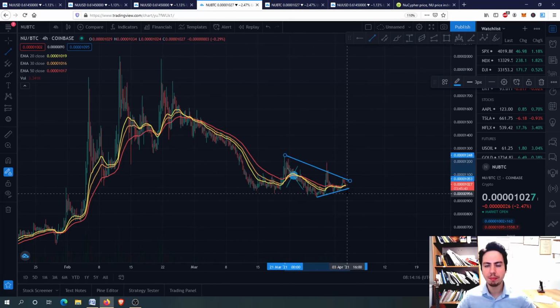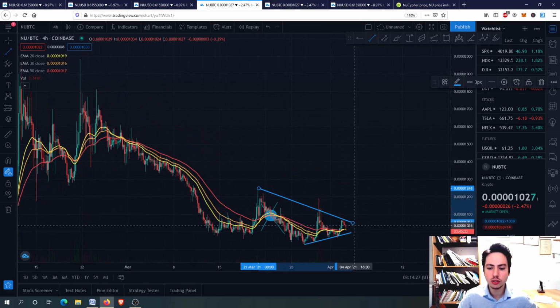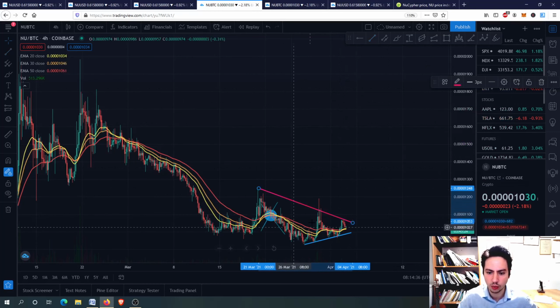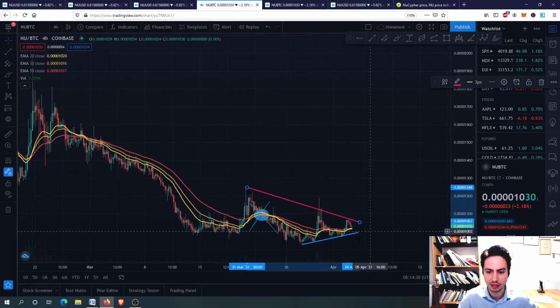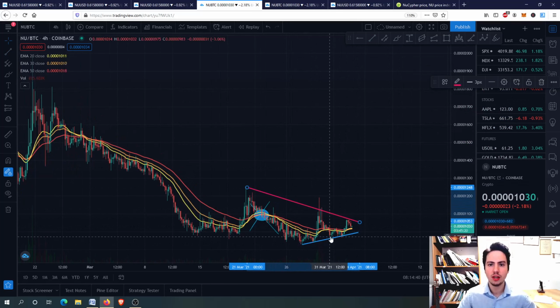So we need to be patient and never panic. Always put on a big smile, have positivity, and we will see better days coming, guys. But for now, let's see how NuCypher will react to this trend line and this trend line connecting the tops. Let me do it like this. I want to paint it red so you can see that this is the resistance level. I always paint the support levels blue and the resistance levels red.